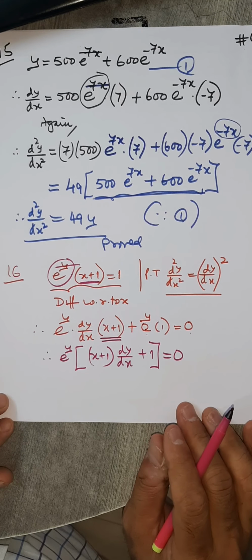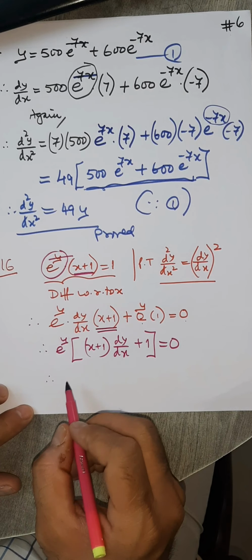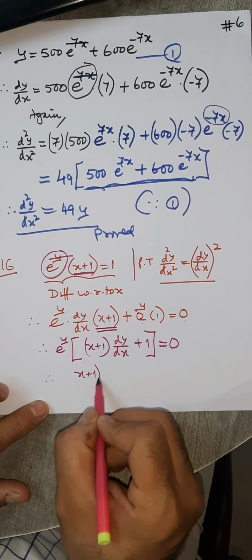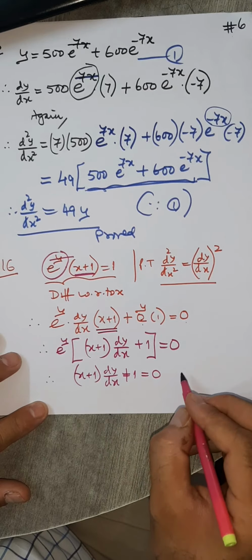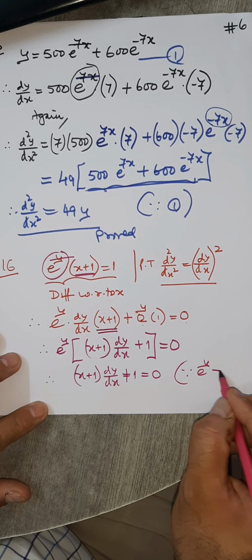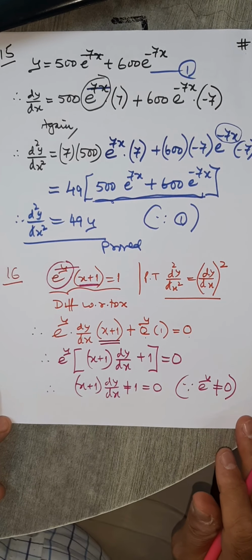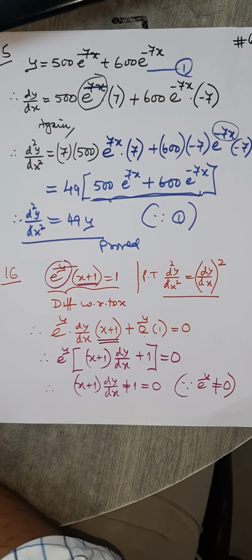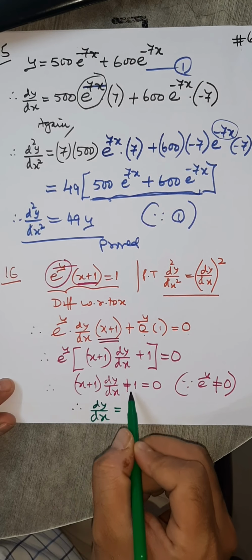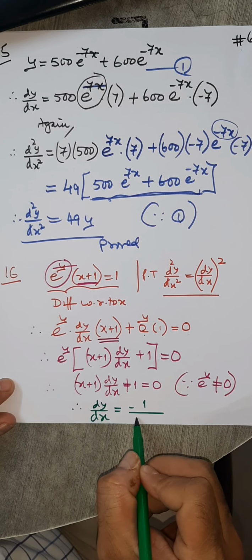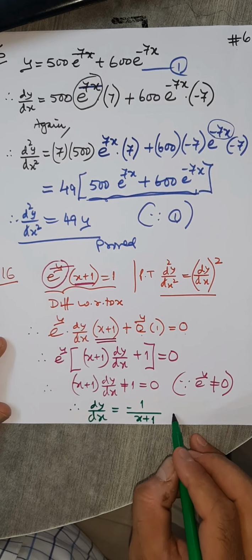Now if you remember, exponential function is never 0. So you can take it on the other side. So (x plus 1) into dy by dx plus 1 equals 0. You already studied exponential function. This can never be 0, so I can take this on the other side, remember. So finally, here dy by dx equals, taking 1 on the other side, minus 1 upon x plus 1. We are getting this. This is dy by dx. Call this as 1.